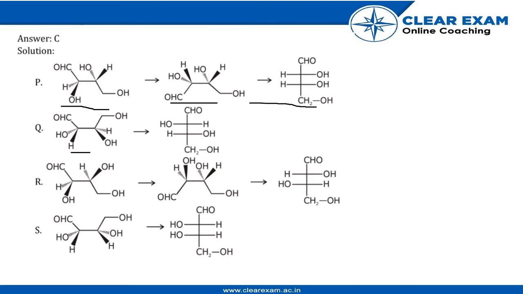Now Q can be drawn like this, so Q is a diastereomer. Now let's see the R structure. R structure is this, and from this, on translation, R is also a diastereomer. On drawing this structure of S isomer, it is found that S is an enantiomer of the D-erythrose structure which was given to us in the question. So option C will be correct.